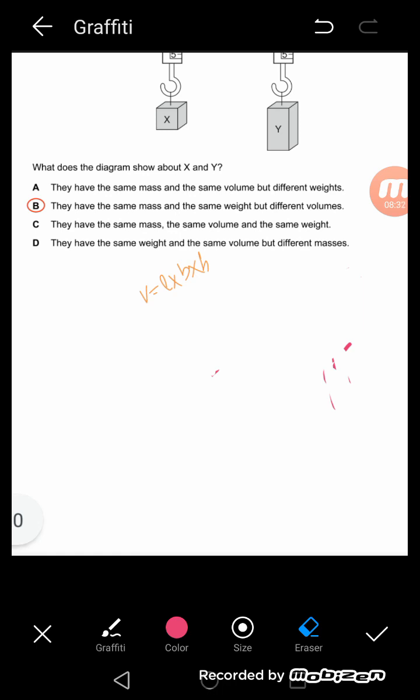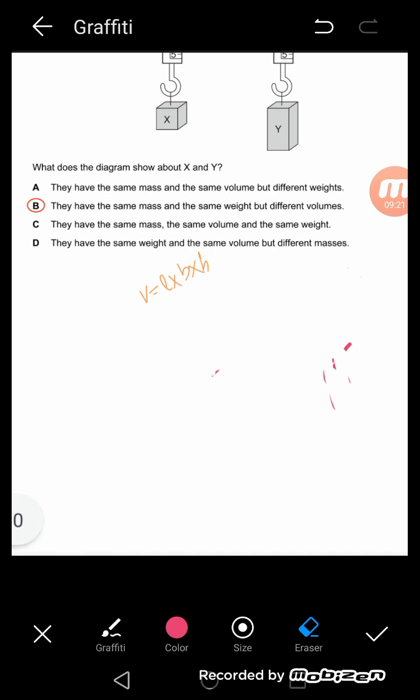Right, the definition of mass is actually the total amount of matter. Total amount of matter means how many things are there, how many molecules. You can say how much water or this thing, everything.